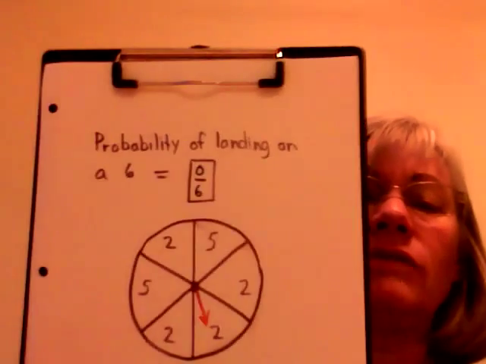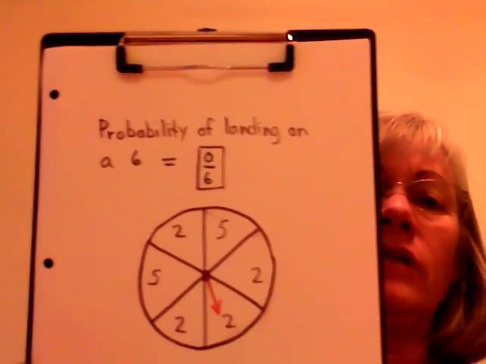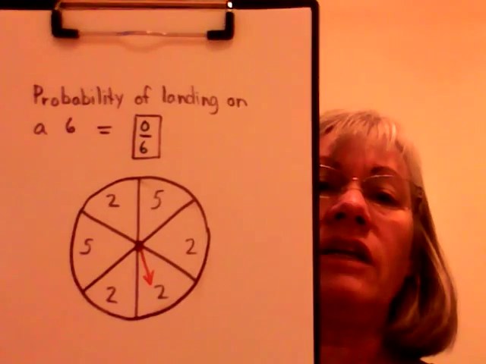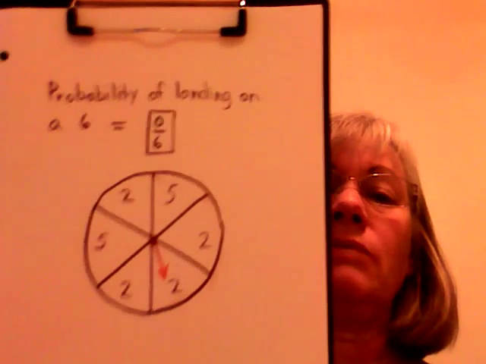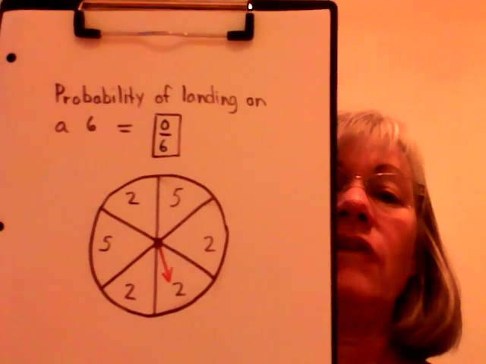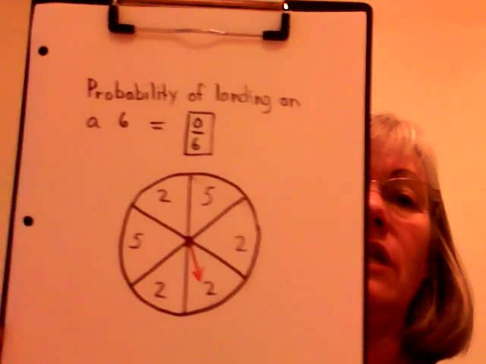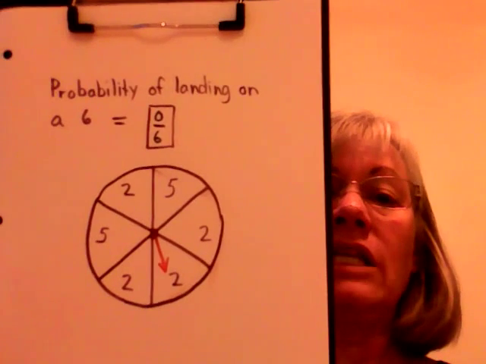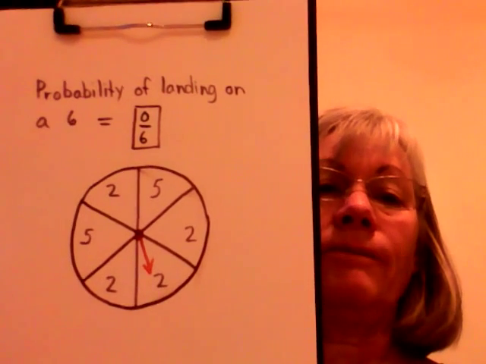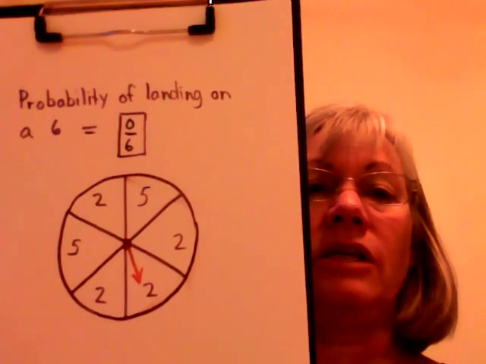And we haven't worked much with 0 in the numerator. But with probability, you can have an impossible event. The spinner will never ever let you land on a 6 because there aren't any there. Hopefully you didn't feel like that was a trick question. The answer is just 0. No chance of that happening.